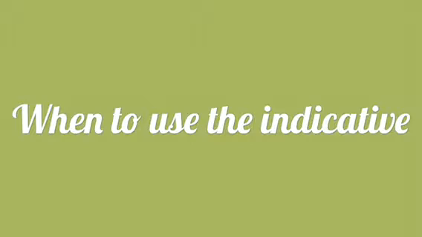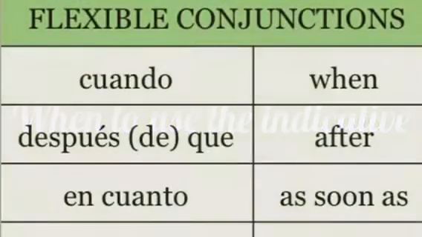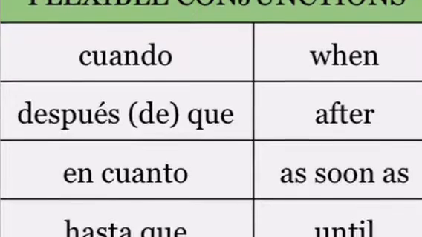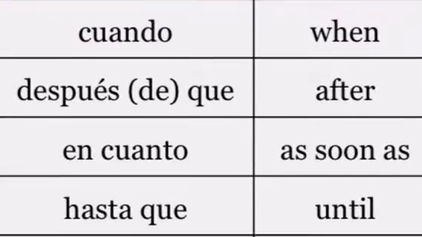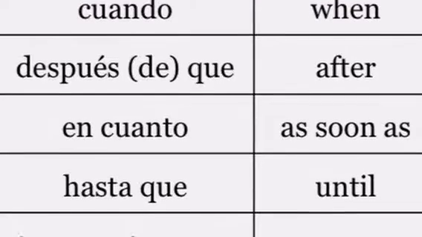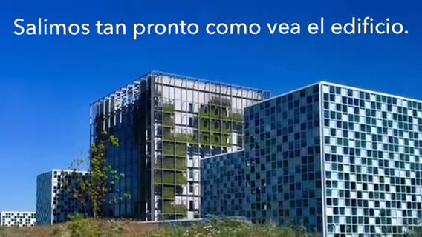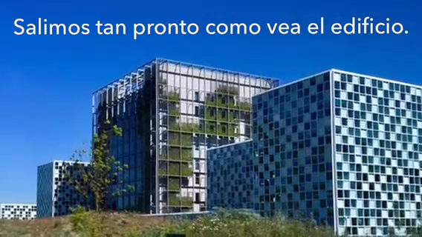Also, the indicative can be used if the verb in the main clause represents a habitual action, a past action, or follows prepositions such as "antes de," "para," and "sin" when there's no change to the subject. An example of this is "salimos tan pronto como vea el edificio."